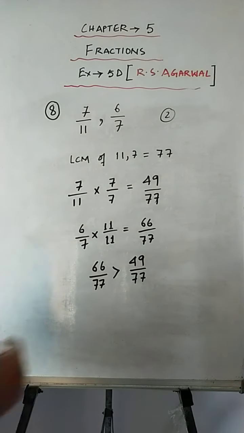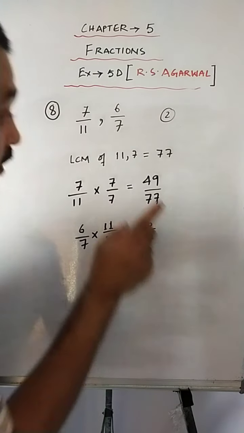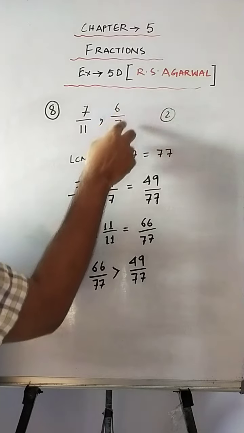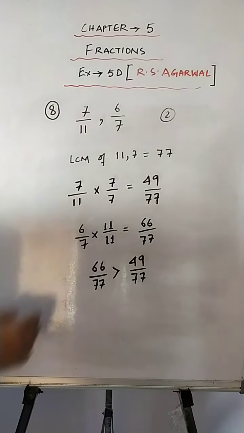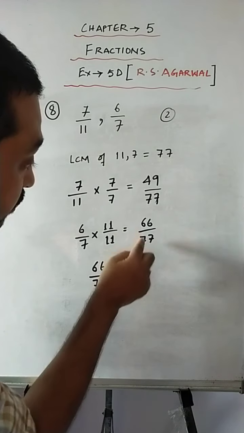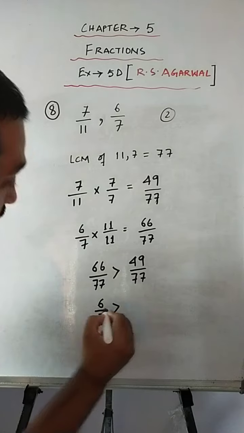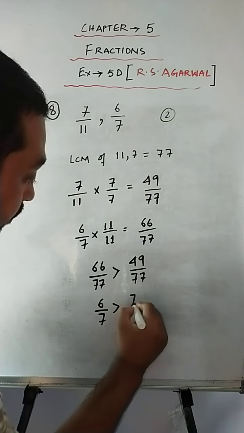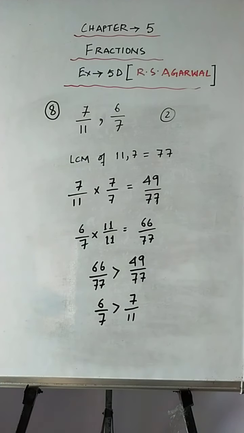Okay, but in question 66 by 77 and 49 by 77 is not given. In question 7 by 11 and 6 by 7 is given. So we have to answer according to this two fraction only. So 66 by 77 we are getting from which fraction? 6 by 7. So we'll write 6 by 7 is greater than 7 by 11. Okay, so this would be your required answer. Okay, I hope everyone has understood.